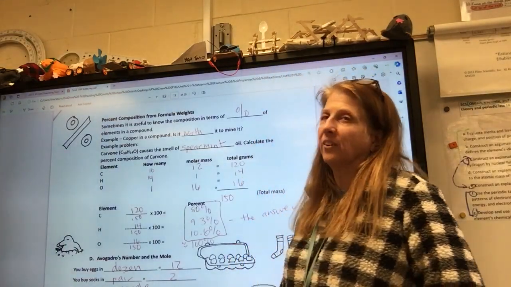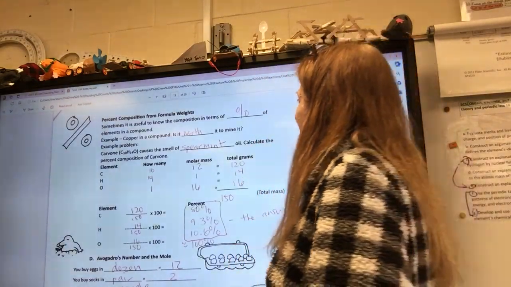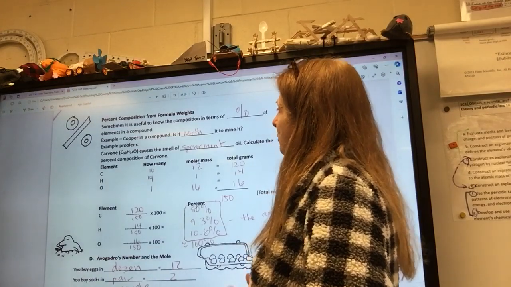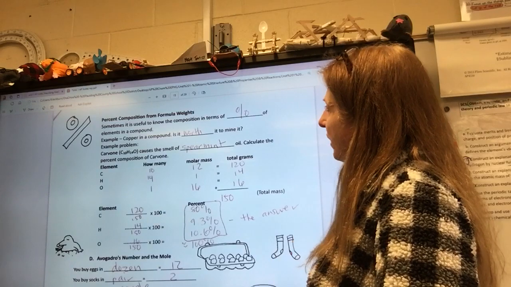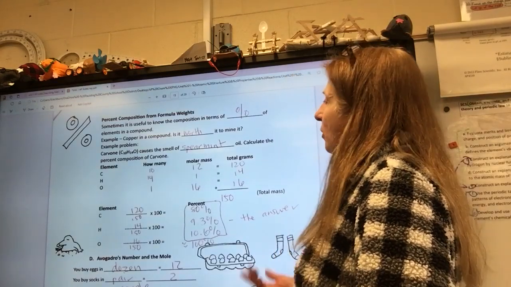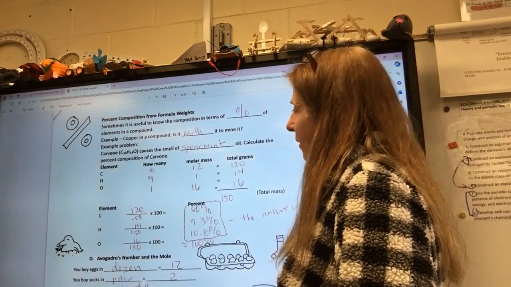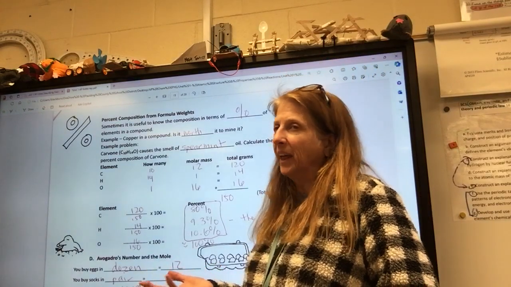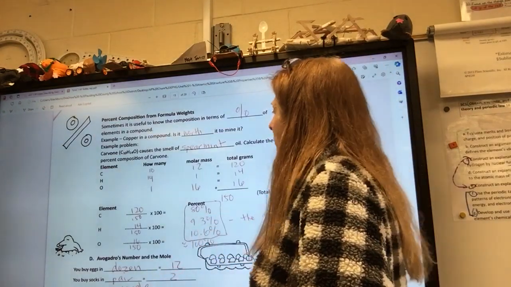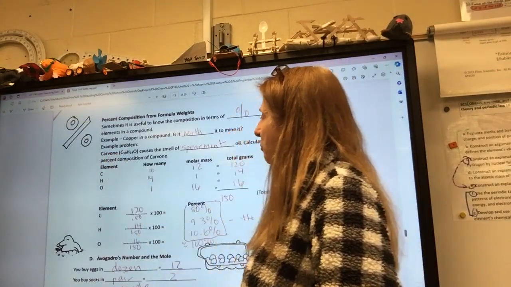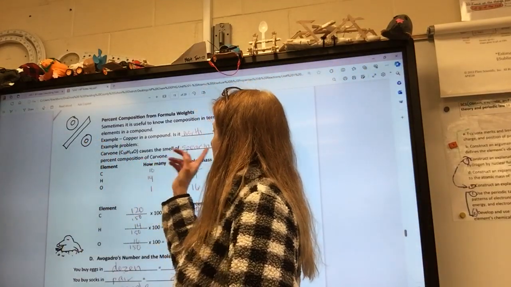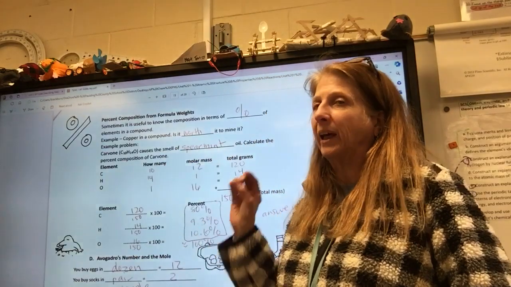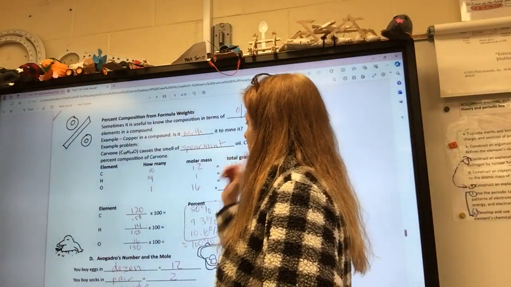Okay, percent composition. This is what Atticus was talking about at the beginning of the period. Percent composition from formula weight. Sometimes it's useful to know the composition in terms of percent of elements in a compound. For example, you got copper in a compound. Is it worth it to go buy the land and make a copper mine? Well, let's find out. So here is an example of a chemical. This is not copper. This is what makes the smell of spearmint.